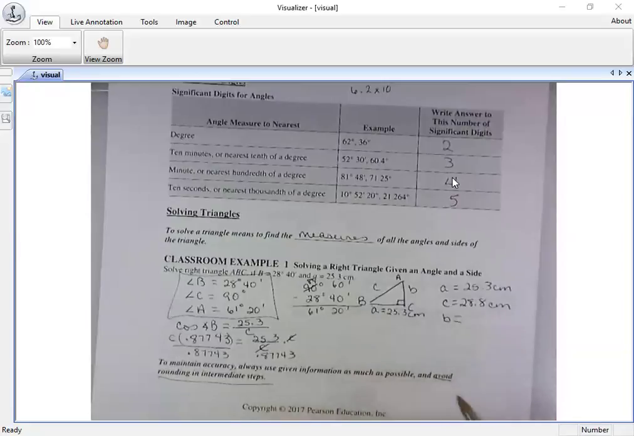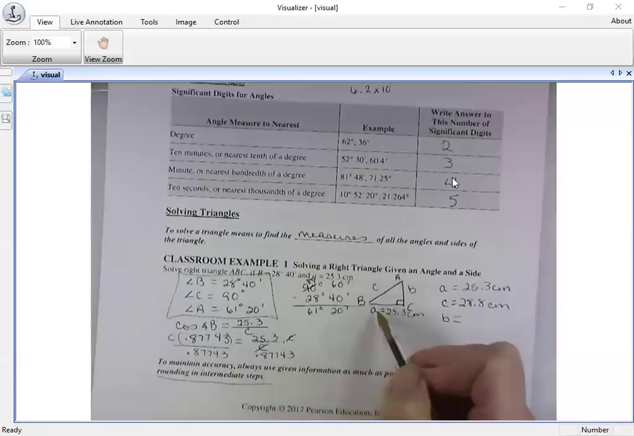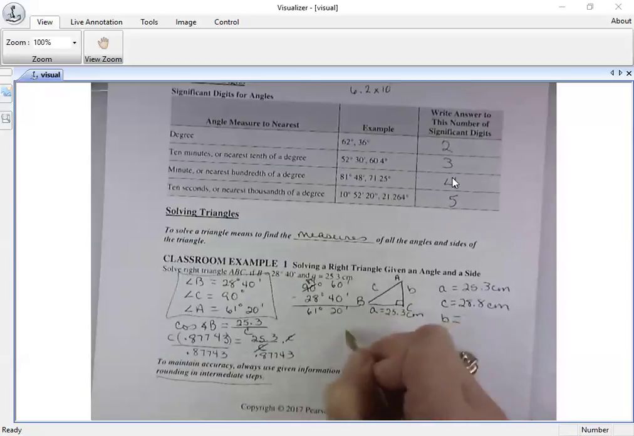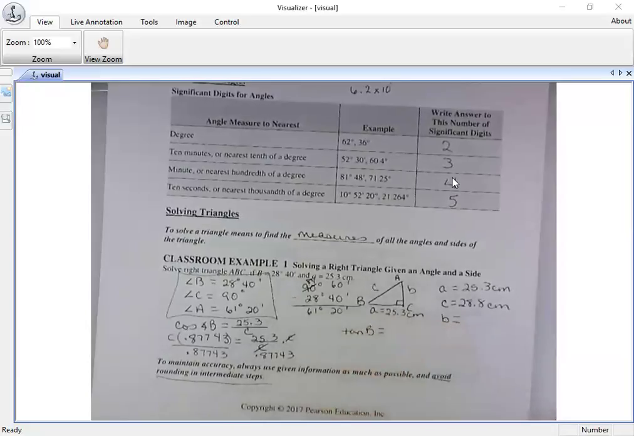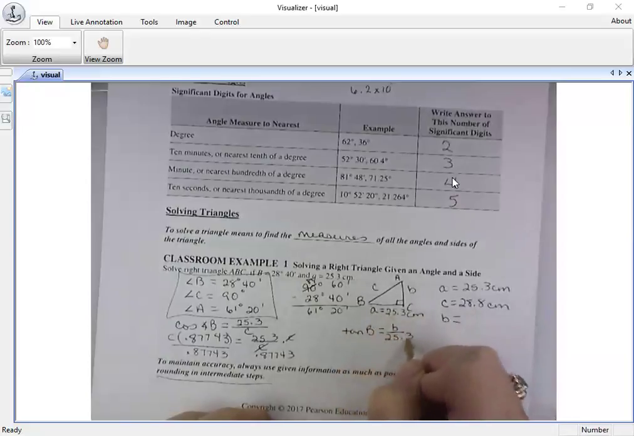If I think about it for a minute, they gave me angle B. They gave me side A. So if I'm looking for B, I could use what ratio? I could use tangent. So I could say the tangent of angle B would be equal to, what's that ratio? Tangent is what over what? Opposite over adjacent. My opposite side is B, over my adjacent side is A, which is 25.3.